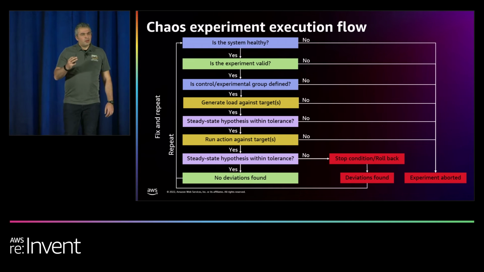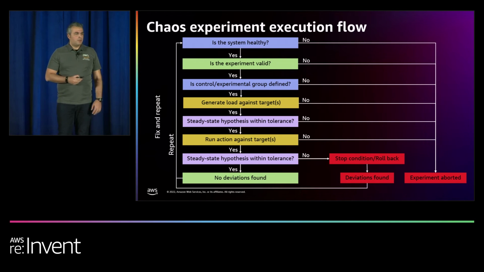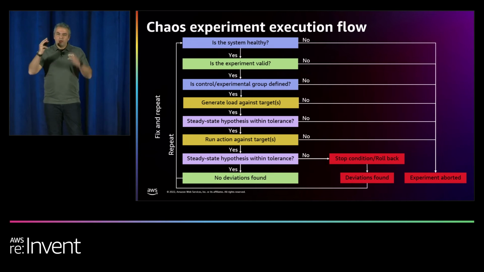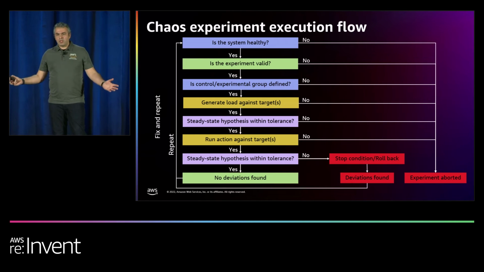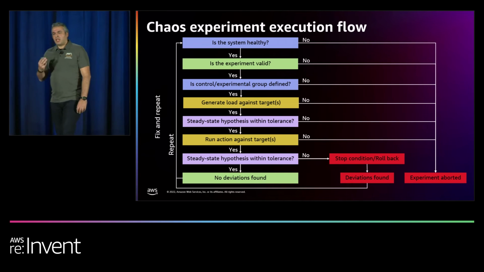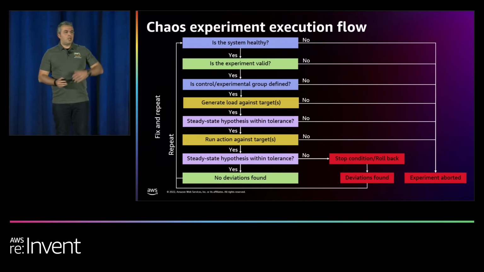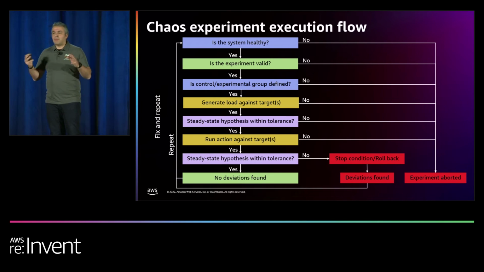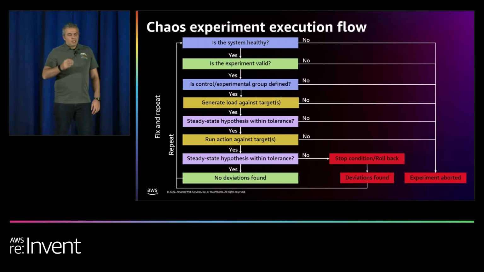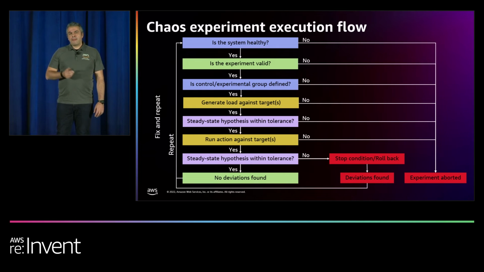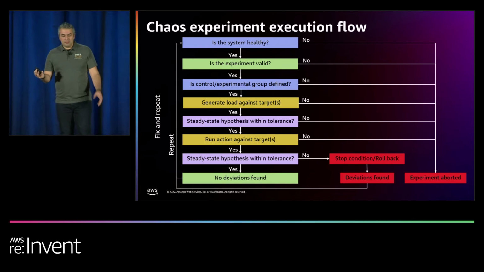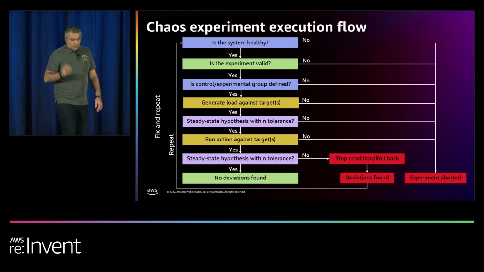So first, we have to check if the system is still healthy. Because if you remember, in the beginning we said, if we know the system will fail or the experiment will fail, we're not going to run the experiment. So once we see that the system's healthy, we're going to check, is the experiment that we wanted to run still valid? Because it might be that the developer already fixed the bug that we thought might exist if we run an experiment. And if we see it is, then comes something very important. We're going to create a control and experimental group, and we're going to make sure that that's defined. And I'm going to go into that in a few seconds.